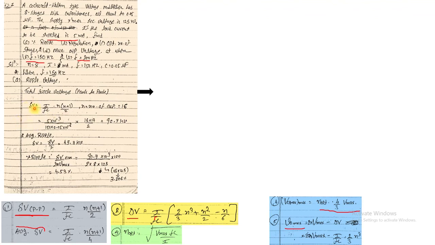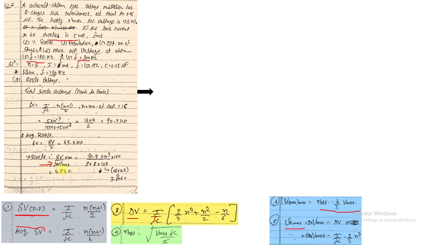So delta V peak to peak is 90.7 kilovolt, and the average ripple, delta V peak to peak by 2, will give us 45.3 kilovolt. Our requirement is to calculate percentage ripple. So percentage ripple is delta V upon 2n Vmax into 100. From this formula, we will get the percentage ripple.